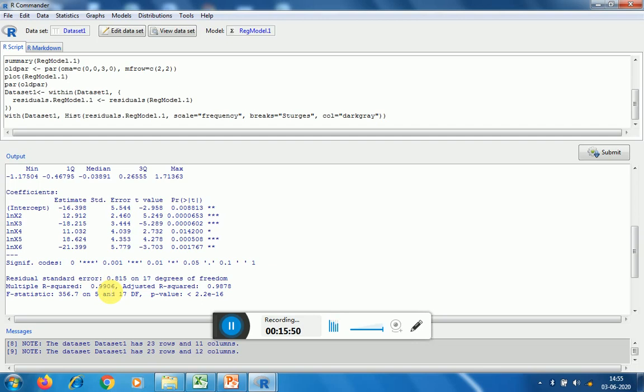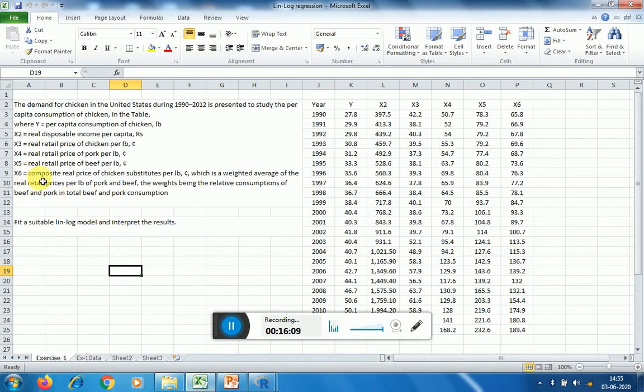Now as I said, I can easily make out where the problem is. Without making any diagnostic test, I can make out the problem first of all lies in this value, say x6. What is this x6? X6 is nothing but the composite real price of chicken substitute, which is taken as the weighted average of two things: the real retail price of pork and the real retail price of beef.